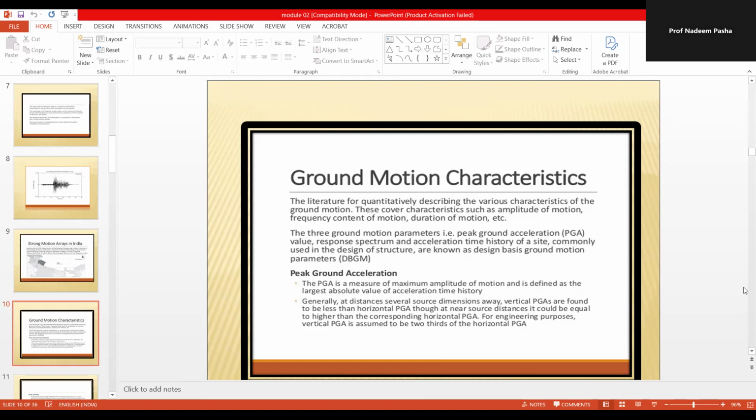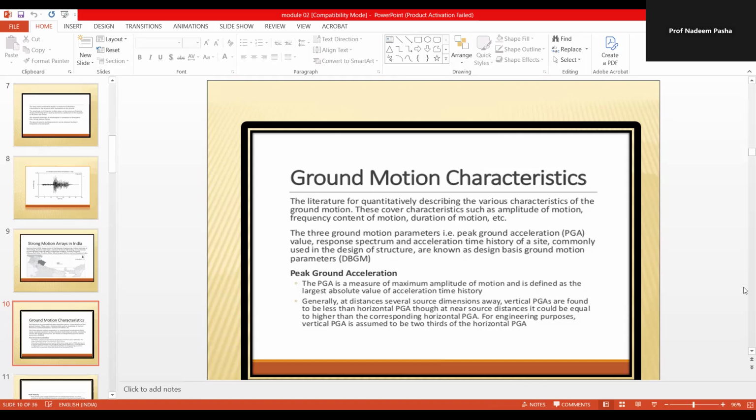The PGA is a measure of maximum amplitude of motion and is defined as the largest absolute value of the acceleration time history. So how will you define peak ground acceleration? As the name itself indicates, peak means the highest, maximum amplitude of motion, and it is defined as the largest absolute value of the acceleration time history. So how are we defining peak ground acceleration? The PGA is a measure of maximum amplitude, and is defined as the largest absolute value of the acceleration time history, in your PGA, peak ground acceleration.